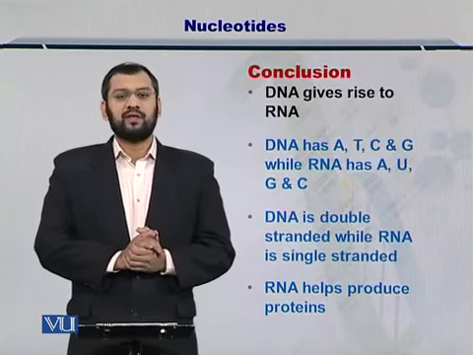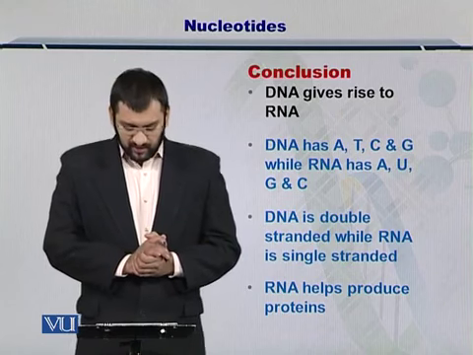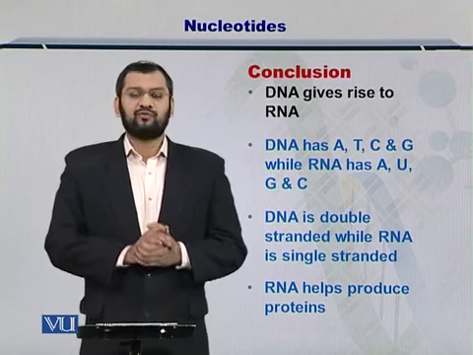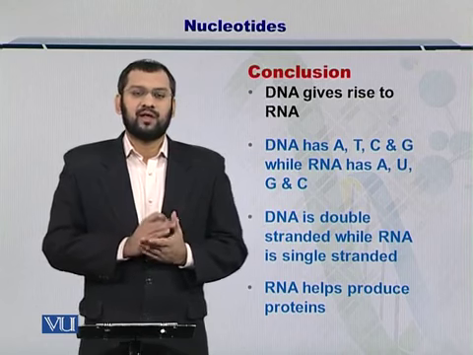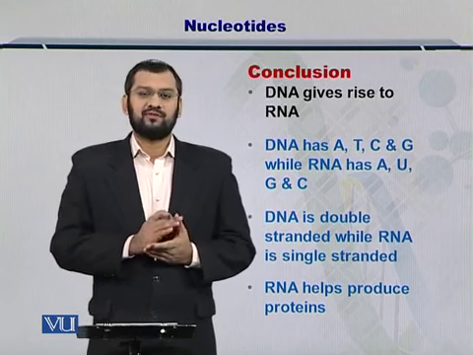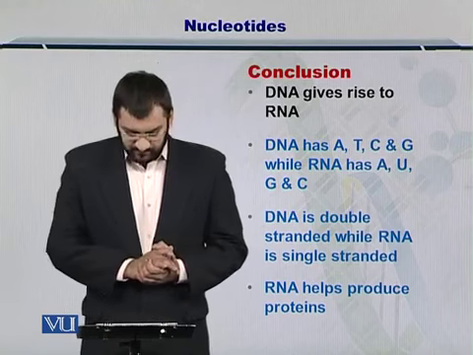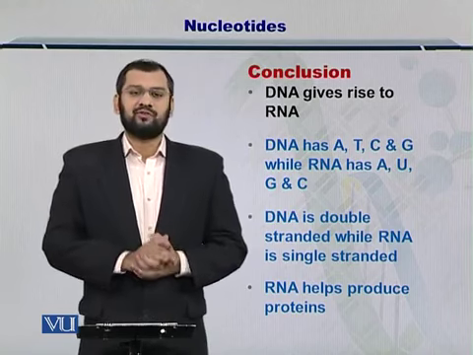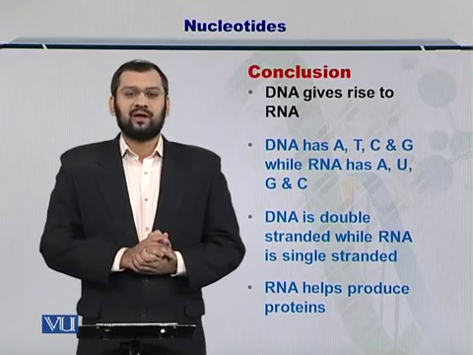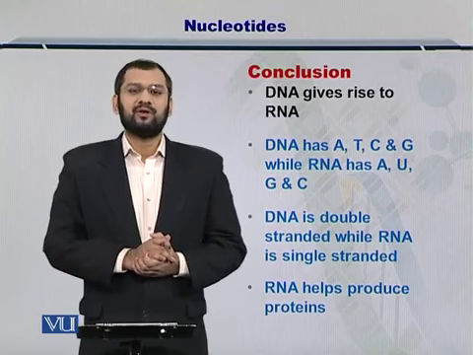So in conclusion, the DNA gives rise to the RNA, and the DNA has 4 nucleotide bases, that is A, T, C, and G, while the RNA has 4 bases: A, U, C, and G. More so, DNA is double-stranded, RNA is single-stranded, and the RNA molecule is used towards production of the proteins.